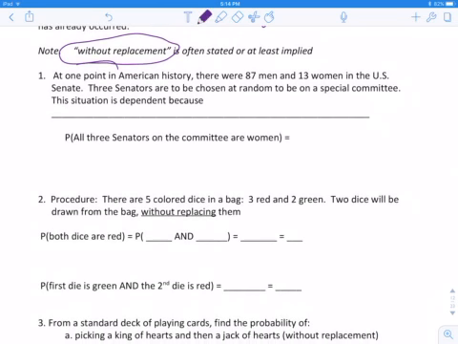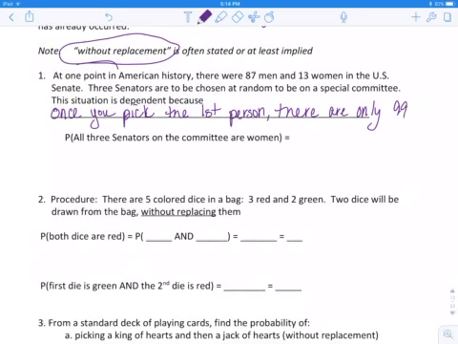Our first problem says, at one point in American history, there were 87 men and 13 women in the U.S. Senate. 3 senators are chosen at random to be on a special committee. The situation is dependent because once you pick the first person, there are only 99 left. As you choose people, you can't choose them again and the probability changes. So we're going to write this out and say, once you pick the first person, there are only 99 people left to choose from.